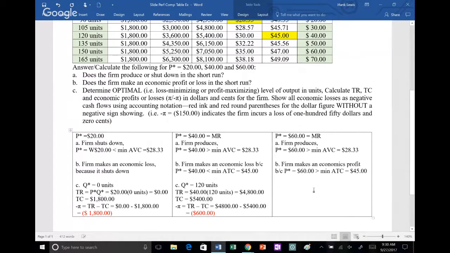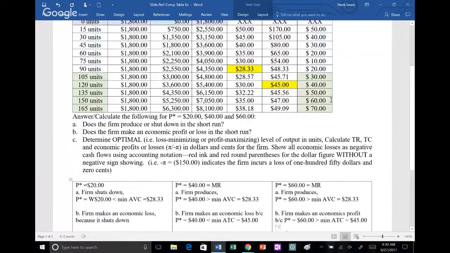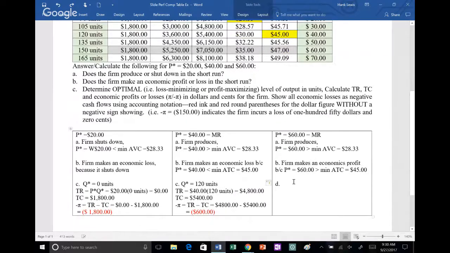Okay. Now, for price equal to $60, MR is also $60 because it's perfect competition. MR is equal to MC is equal to $60 when you have 150 units. Okay, and that's not D, that is C. So Q star, when price is $60, is 150 units. Total revenue is equal to $60 times 150 units. Okay, that is equal to $9,000.00. Total cost for 150 units is $7,050.00.